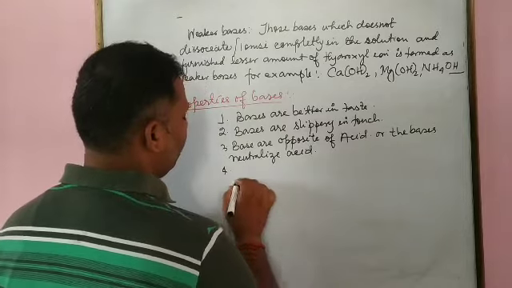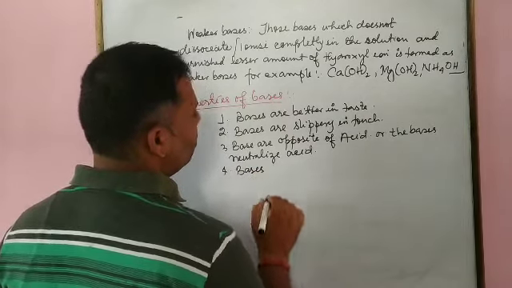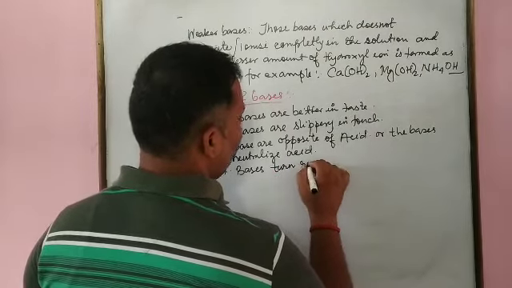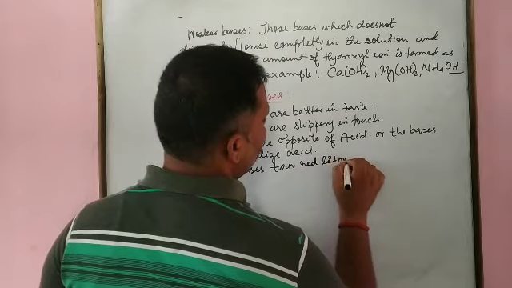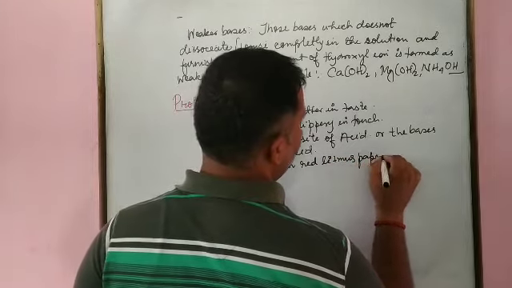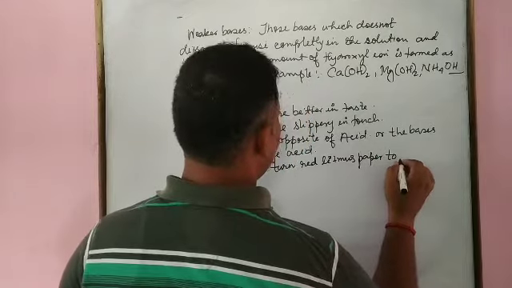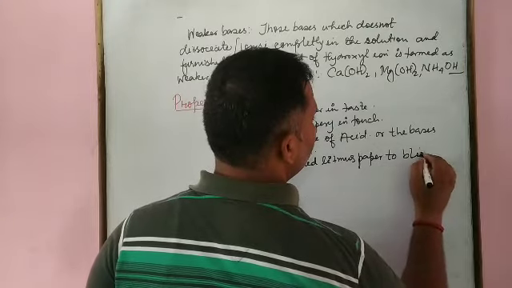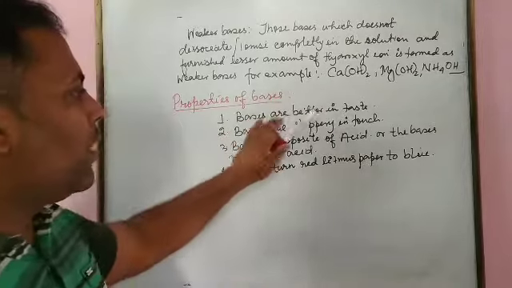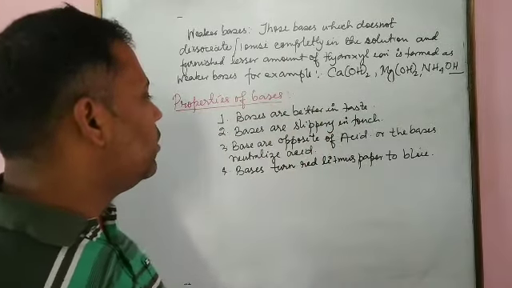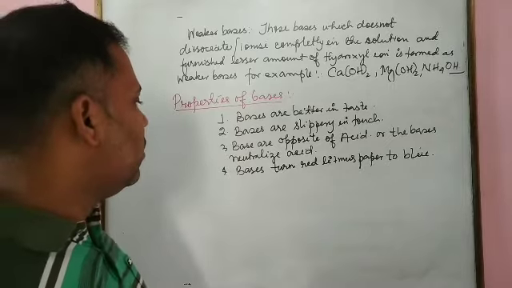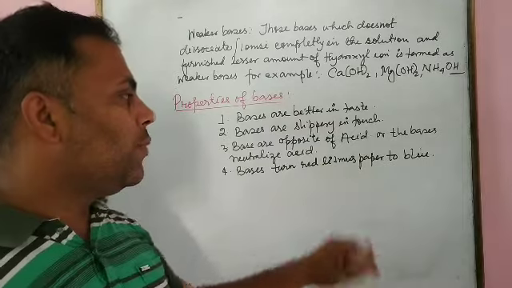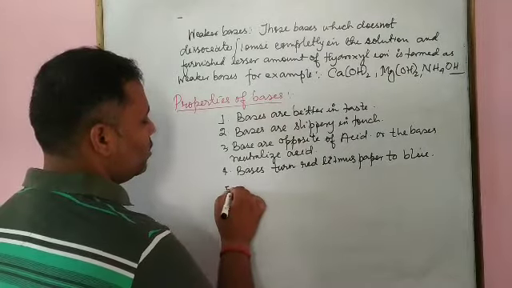To the next, bases turn red litmus paper to blue. What we have discussed, bases are bitter in taste, they are slippery in touch, they are opposite of acid, or the bases neutralize acid. The bases turn red litmus paper to blue. So the next we will discuss.